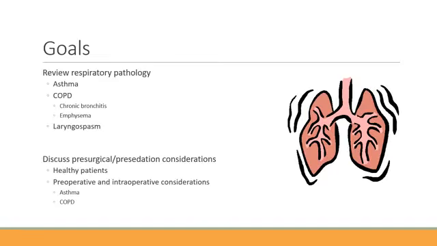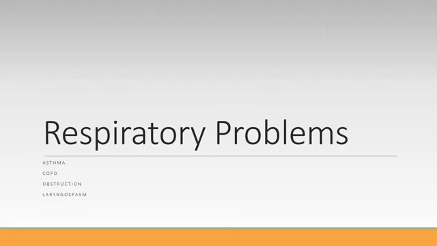And then we'll also look at some pre-surgical and pre-sedation considerations, specifically those that we look at regarding healthy patients, and then some with some of the respiratory pathology that we already discussed. First, we'll start off with some of the common respiratory problems. We'll start off with asthma, then we'll look at COPD, airway obstruction, and then laryngospasm.